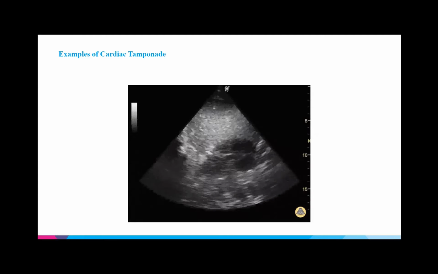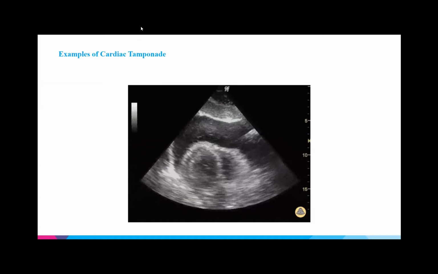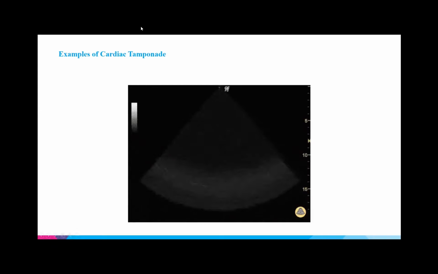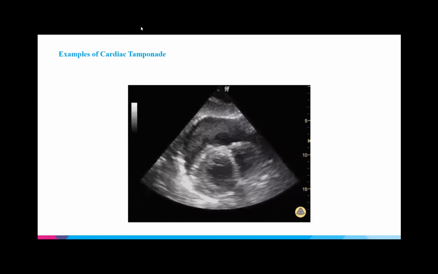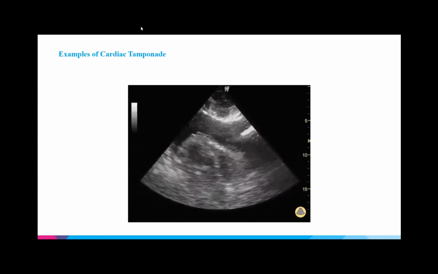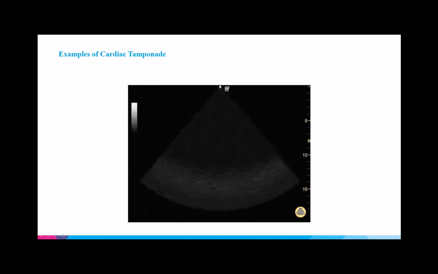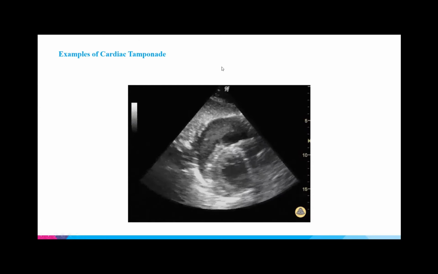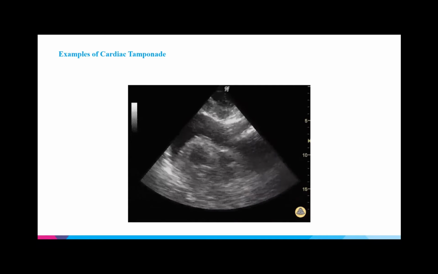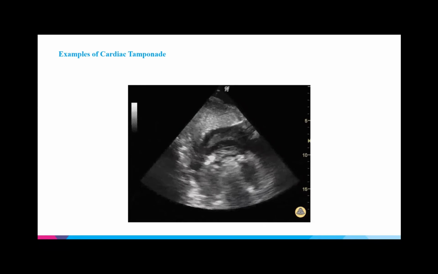What are we seeing here? What do you guys think? What view are we looking at here? Jonas is saying subcostal. Yep, subcostal. And then what do we see here? Oops, sorry.